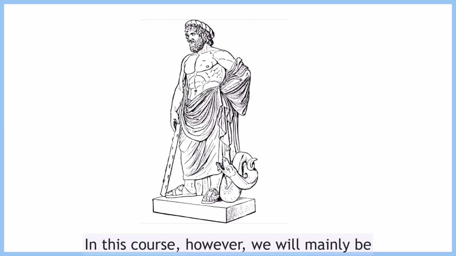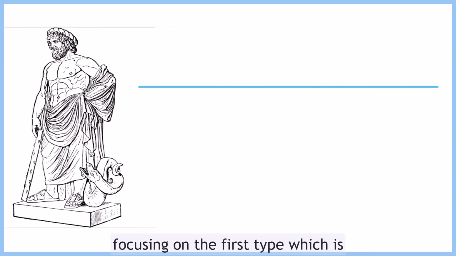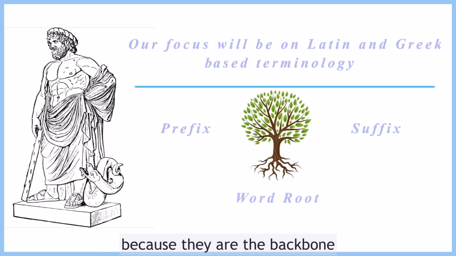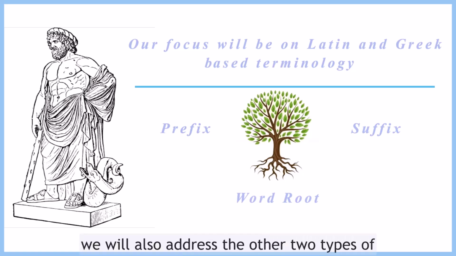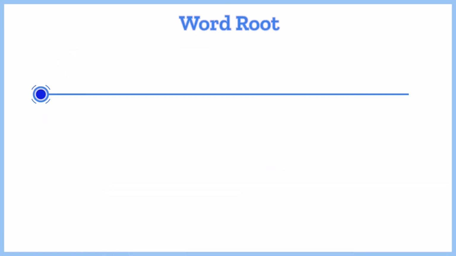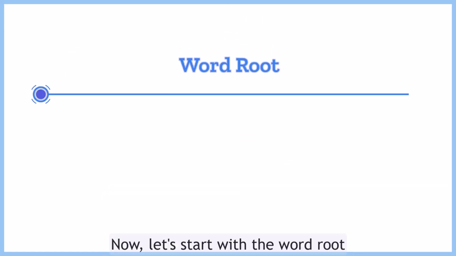In this course, however, we will mainly be focusing on the first type, which is the words of Latin and Greek origins, because they are the backbone of medical terminology, and they make up to 75% of total medical terminology. We will dissect them and clarify their word roots, prefixes, and suffixes. In addition, we will also address the other two types of medical terminology in the section of medical specialties. Now, let's start with the word root.